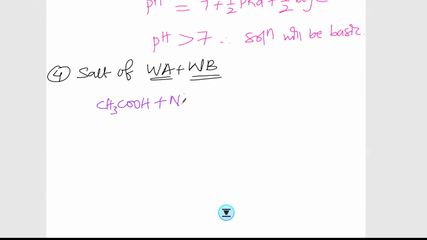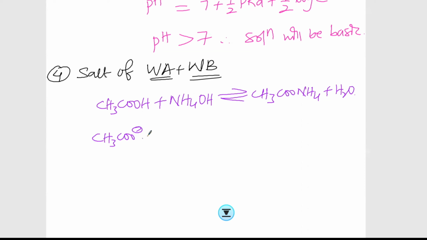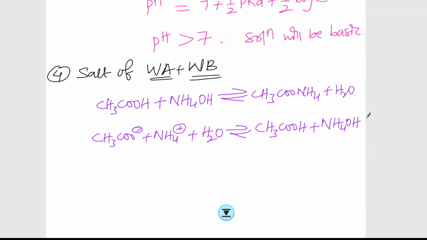And the weak base is what? NH4OH, which reacts and they form CH3COONH4 plus H2O. So this CH3COO minus plus NH4 plus, in the ionic form, they interact with water separately and they form CH3COOH acetic acid and NH4OH ammonium hydroxide base.